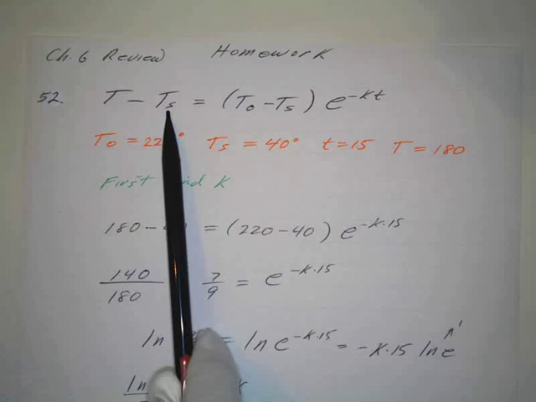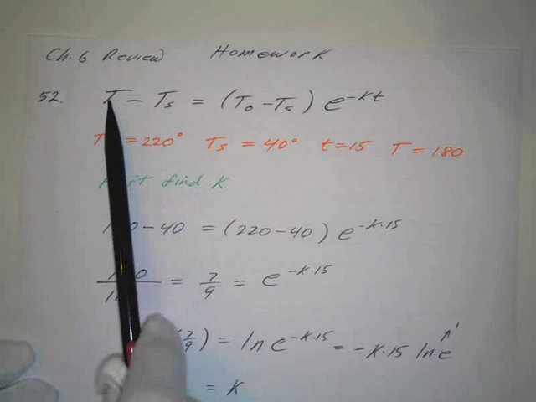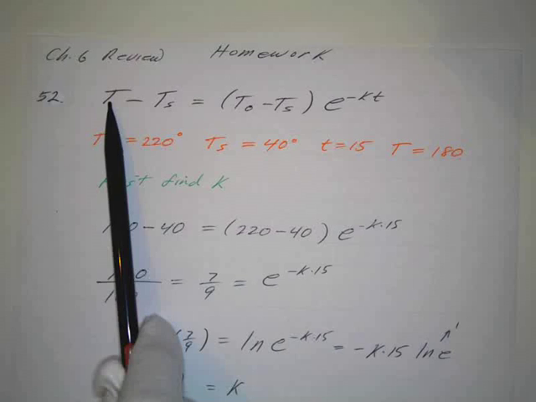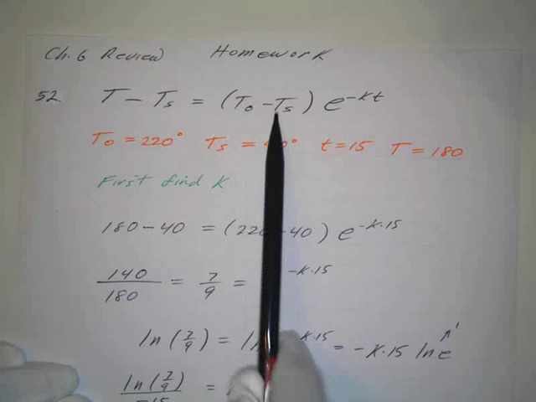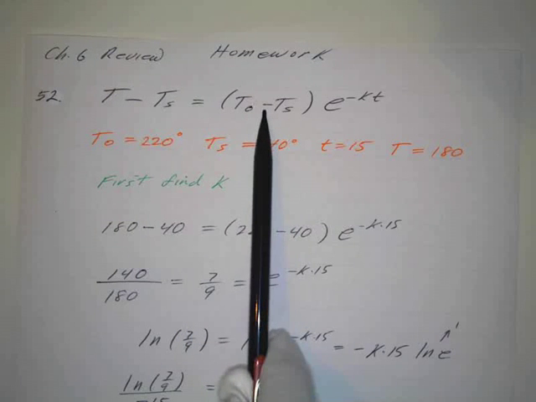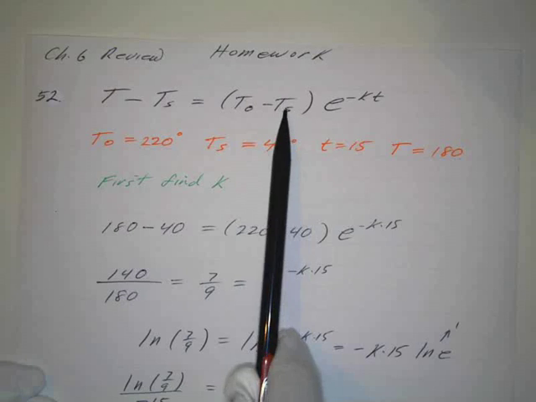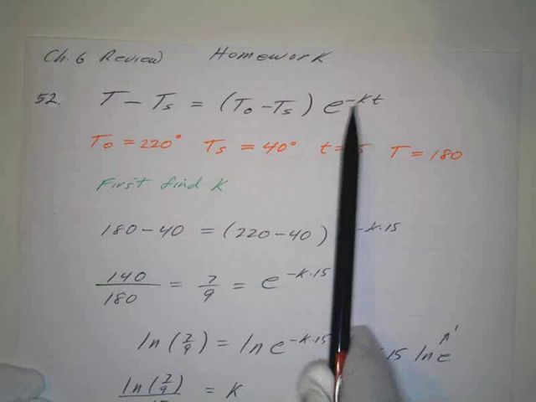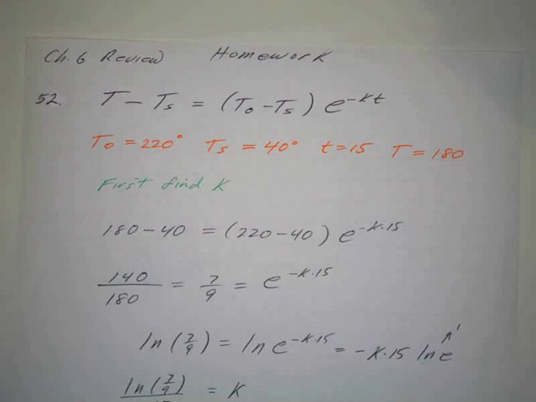So we had T minus T sub S, that's my surrounding temperature, T is my temperature at any particular time. This is the initial temperature, this is again the temperature of the surrounding medium or area, and then this is going to be e to the negative kt, k is the constant, depending on what kind of item we're cooling.